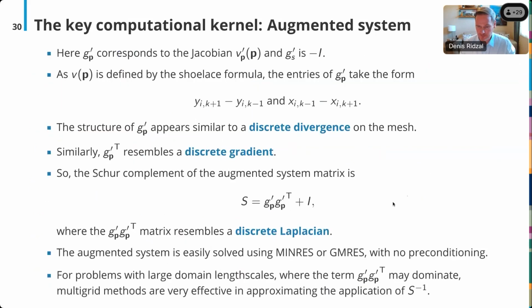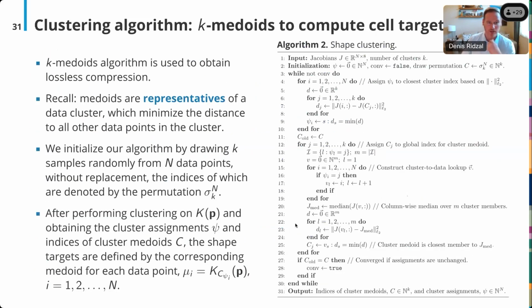All right. Okay, so to define the targets, we use k-medoids clustering. This is very simple if you're familiar with k-means. It just uses sort of a vector version of it, and it is based on the fact that medoids are representatives of a data cluster, which minimizes distance to all other points in the cluster. And so I'm not going to go through the algorithm. It's fairly simple and it's quite efficient.